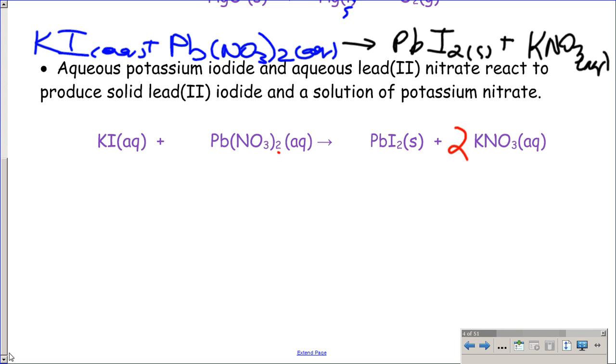But now what have I done to potassium? Messed it up. So what do I need? 2. Where? The KI. On the potassium iodide. Okay. Now I've got 2 I's. You already had 2. Solved my problem, right? So I needed the second I anyway. It always works out, okay?